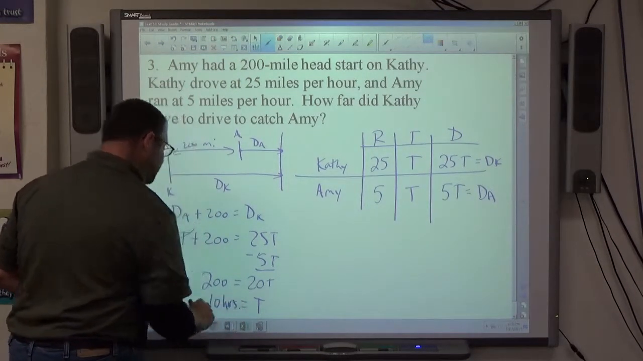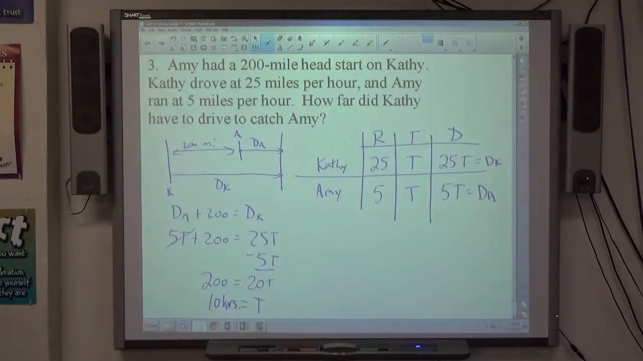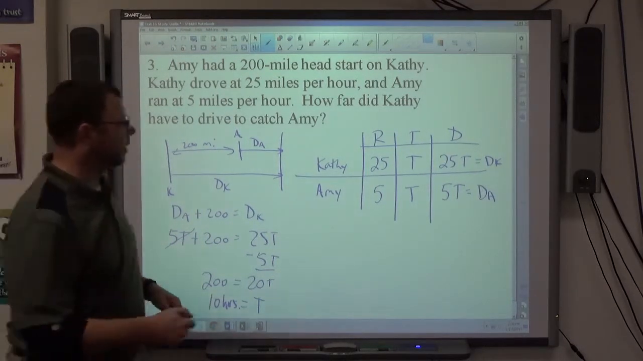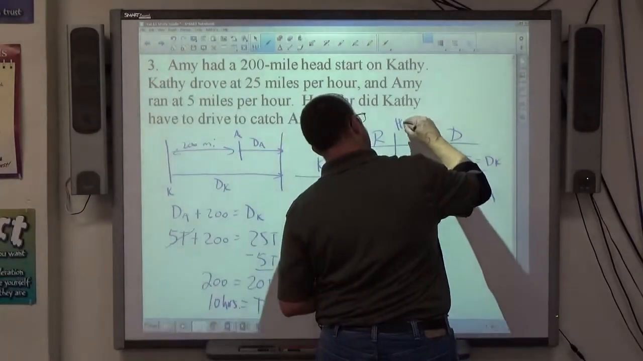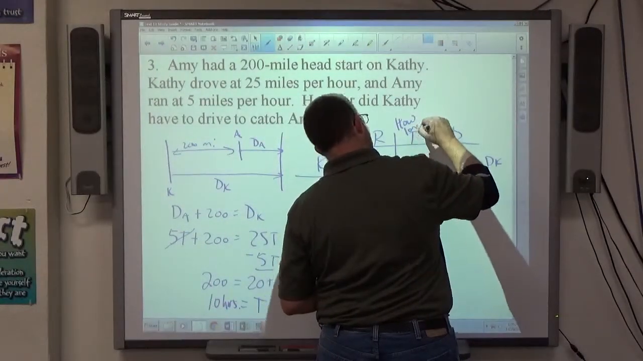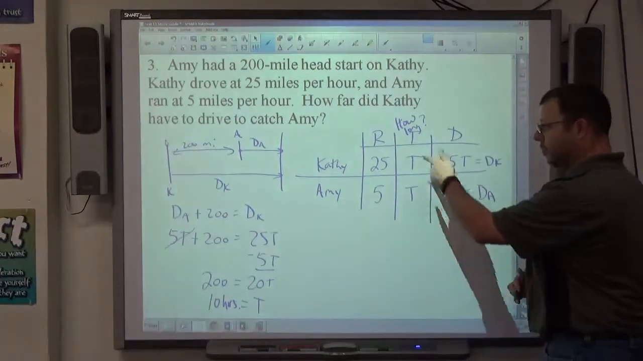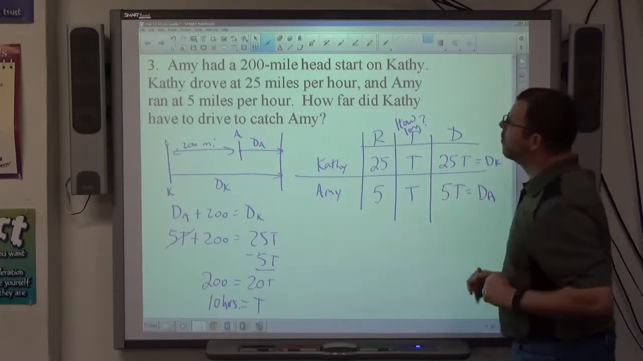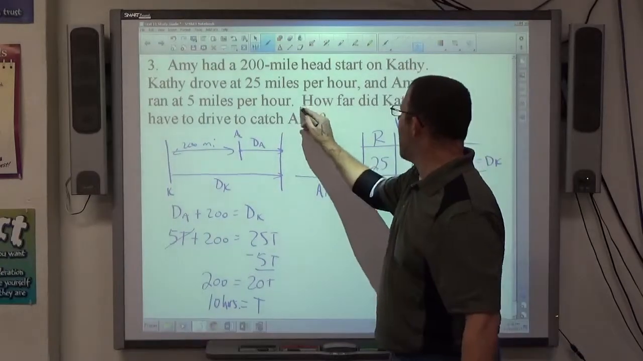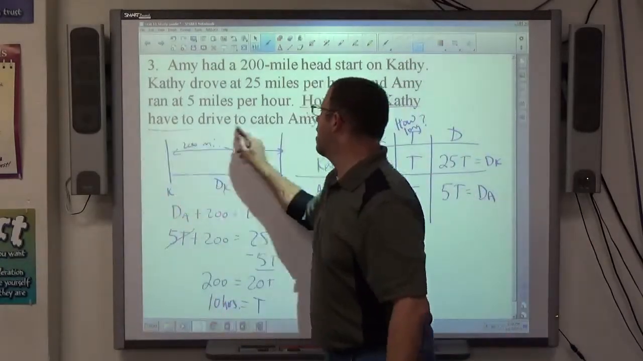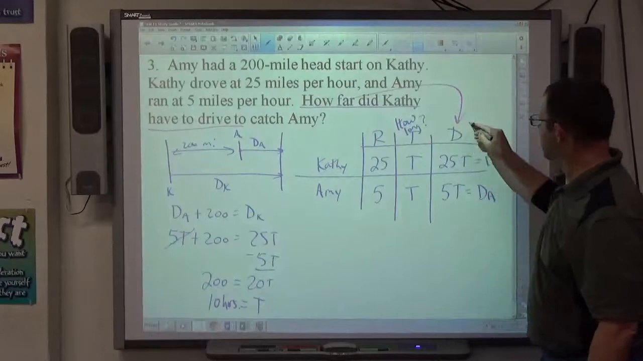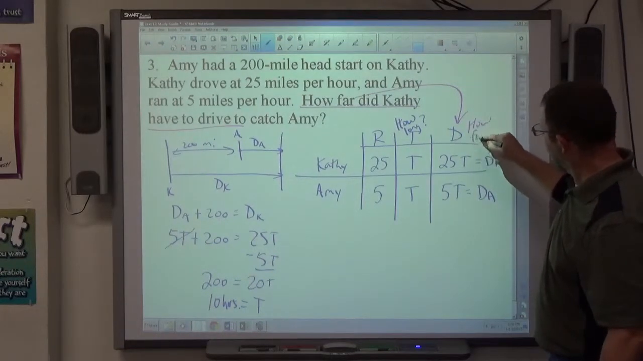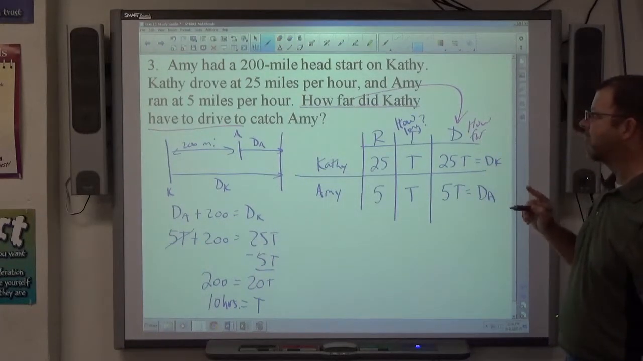Now, if the question says, how long did Kathy have to drive to catch Amy, or how long did Amy run, that's what that's answering. This is how much time has passed. So they both went for 10 hours. Kathy drove for 10 hours, Amy ran for 10 hours. But the question doesn't say how long, it says, how far did Kathy have to drive? How far is distance. So the question is, how far did Kathy have to drive?